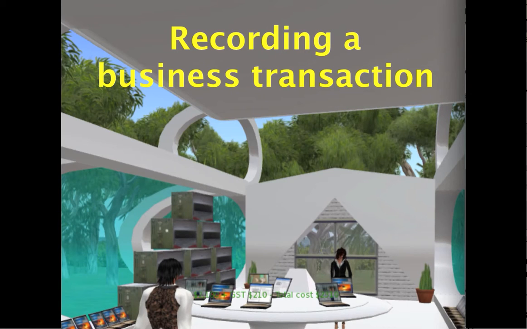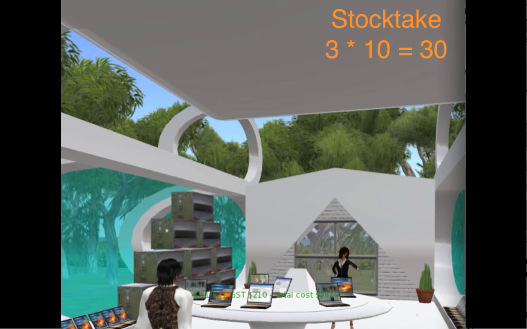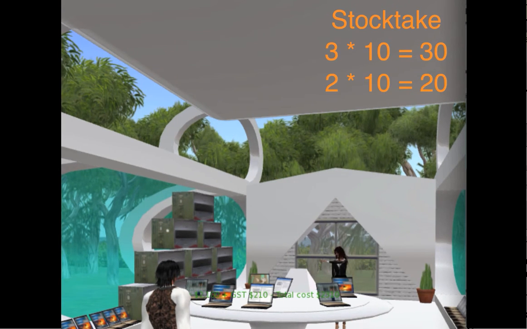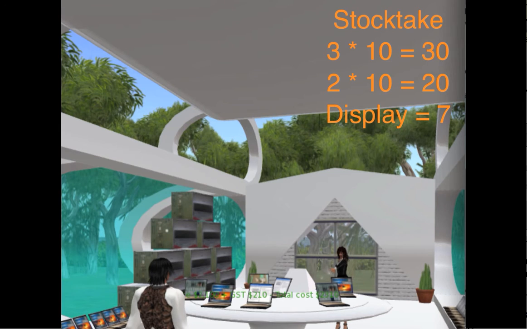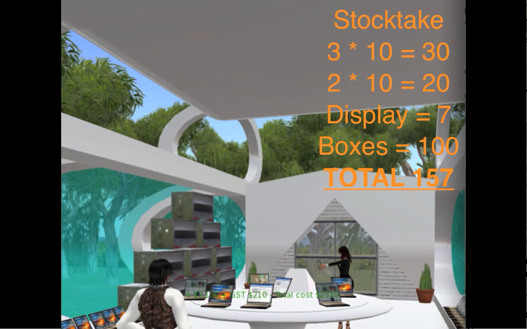How are you going with the stock take? Just about done. You have 3 lots of 10 on this side and 2 lots of 10 on this side. That's 50. Plus the 7 display items, that's 57. And the 10 boxes of 10, that's 100 over there. So that makes 157 all up.